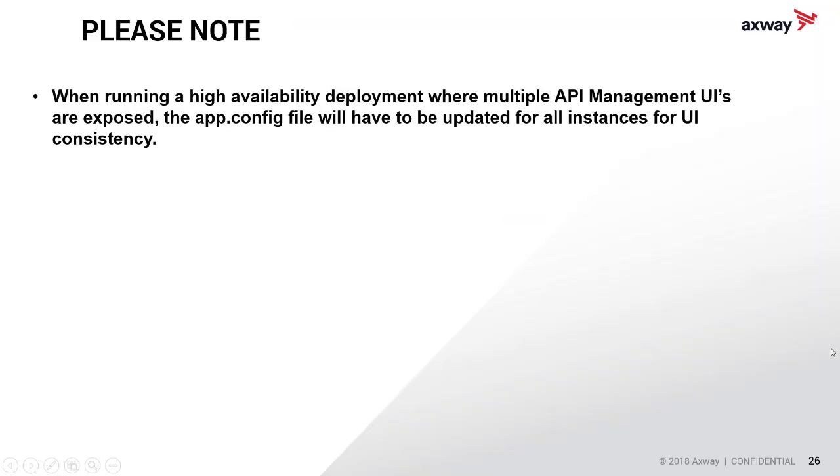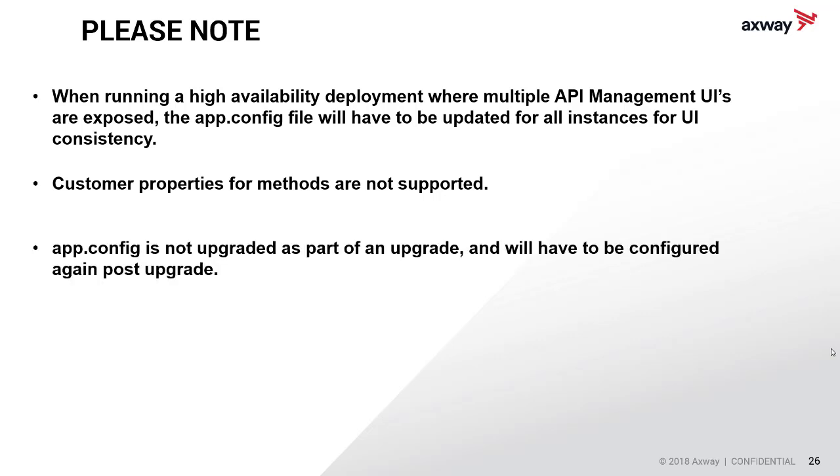I also would like to point out that for high availability deployments in the classic deployment mode, all instances of API Manager in a group will have to be modified with app.config to have consistency across the user interfaces. It's also important to point out that methods do not support custom properties, so the methods for an API do not support custom properties. And for upgrades, app.config is not upgraded. You will need to configure those again post-upgrade.